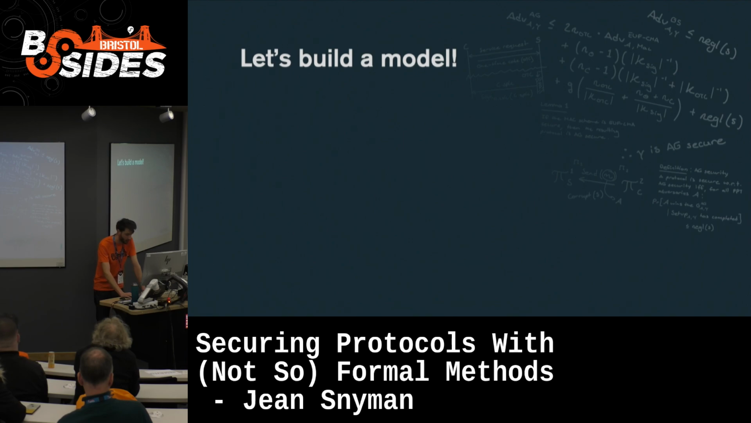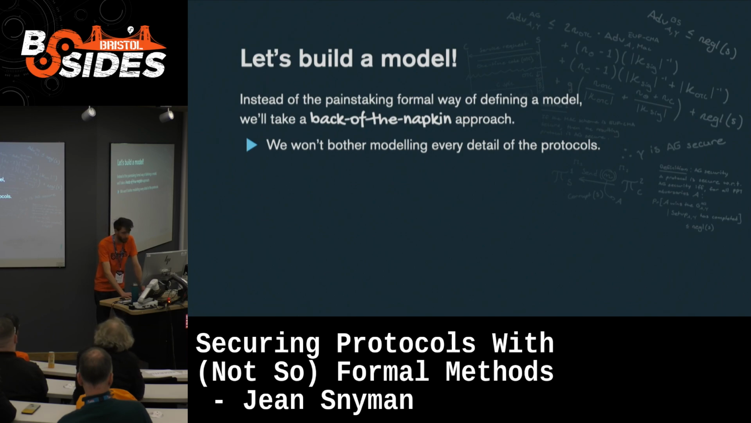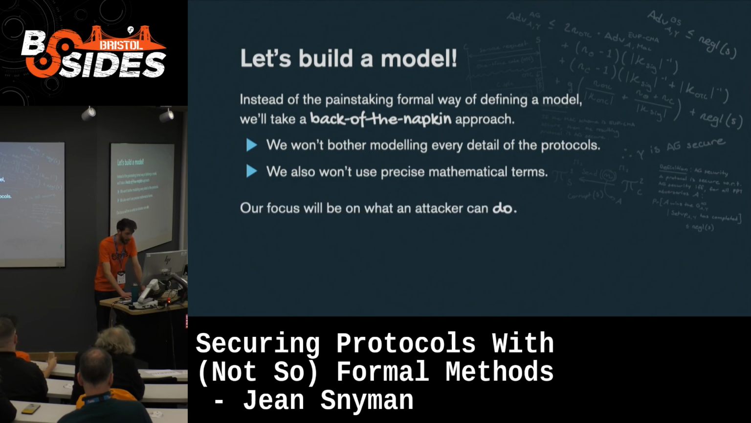So now that we understand roughly how this whole system works, let's build a model together. All right, so we're going to do this with a very back-of-the-napkin approach. We're not going to do it according to the painstaking process that you usually would when doing a formal model, and we're not going to use precise mathematical terms. Our focus is going to be on what the attacker can actually accomplish. This is what is known as an adversarial model.